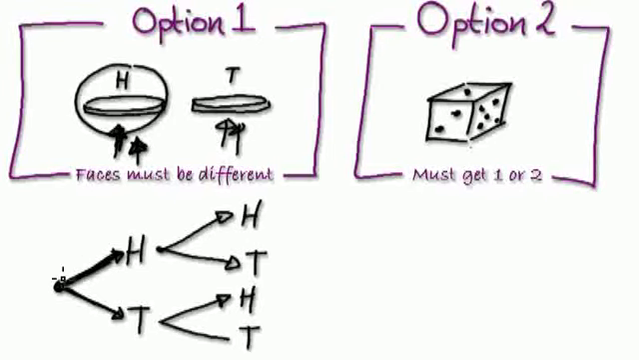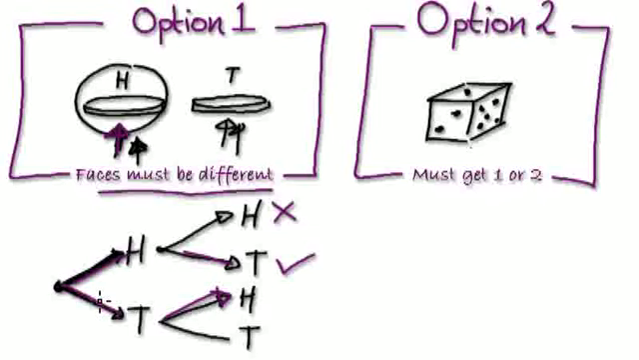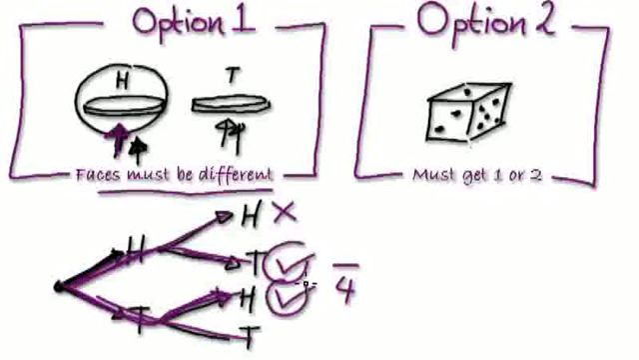But remember, this is a map of events. So here we are trying to get faces that must be different, meaning head and tail. So this is a good outcome. This is not a good outcome. We could get tails in the first flick and then heads in the second flick, so this route here is a good outcome. But how many possible routes are there? 1, 2, 3, 4. And of the four, there are two good outcomes.